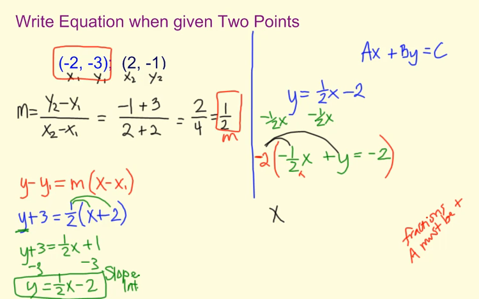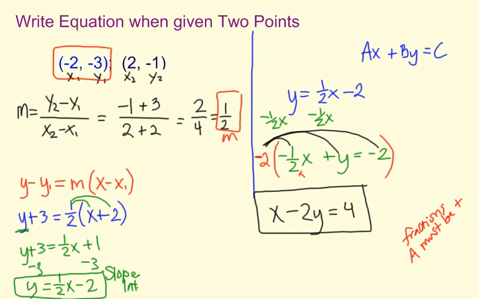So now I got rid of the fraction and that a value, which is a 1, is positive. Then we do negative 2 times y, and negative 2 times negative 2 is a positive 4. So here's our standard form with no fractions and a positive a value.